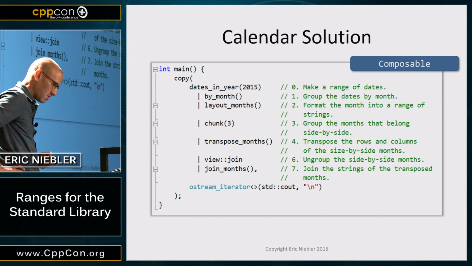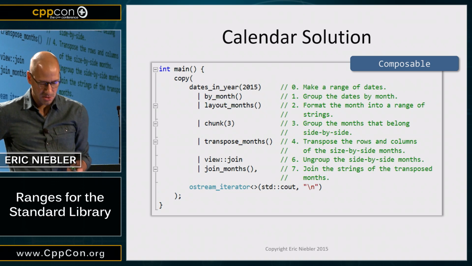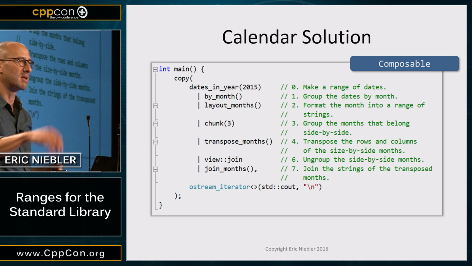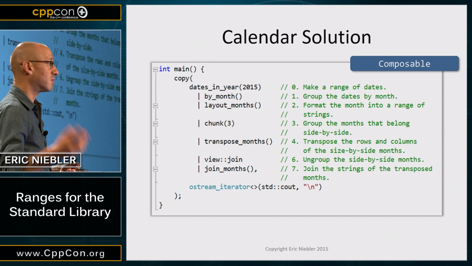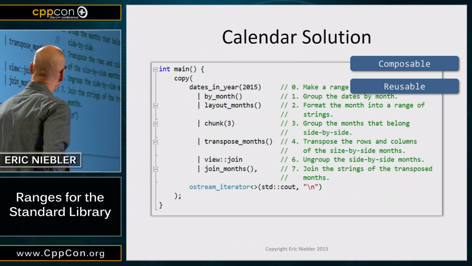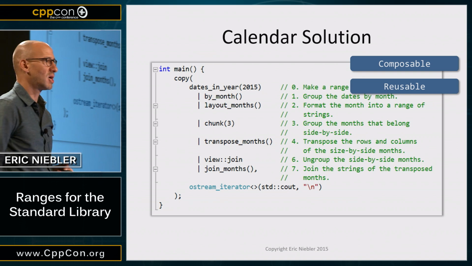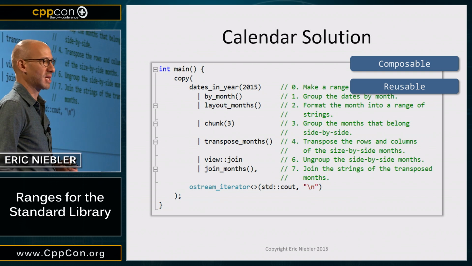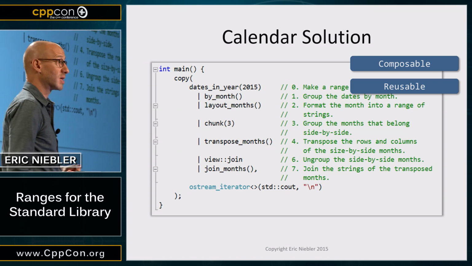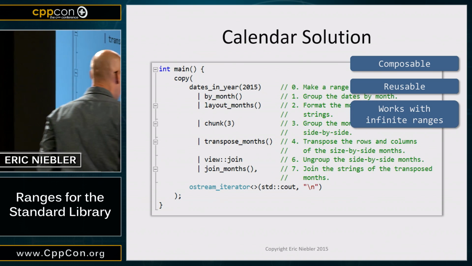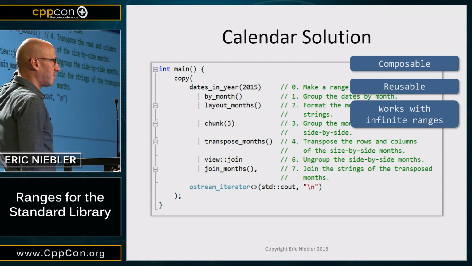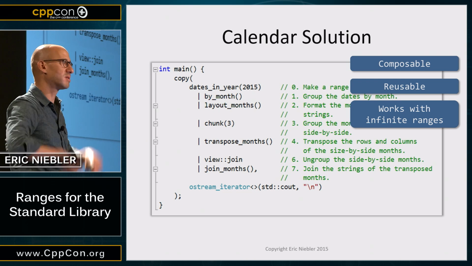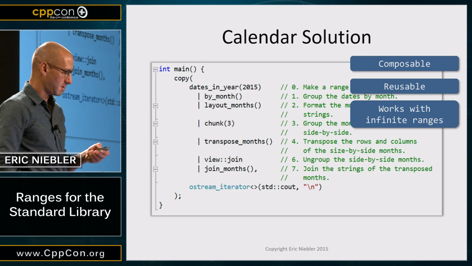So let's look again. When I said earlier that ranges are composable, I think by now you get the idea. You can pipe these composable operations, get ranges that are transformed and transformed and transformed. A lot of this code is reusable. We wrote chunk, we wrote interleave. Those have nothing to do with this problem in particular. Those can be reused over and over again. This works with infinite ranges. If I pipe in an infinite range of dates into the front, what I get is like a constant stream of formatted months.